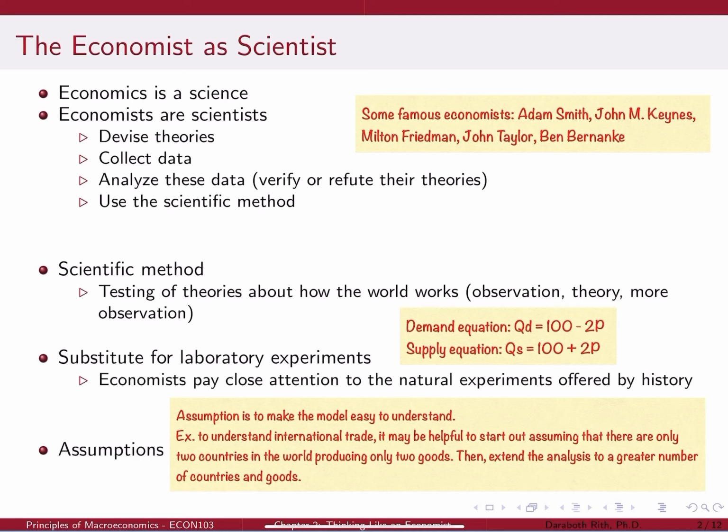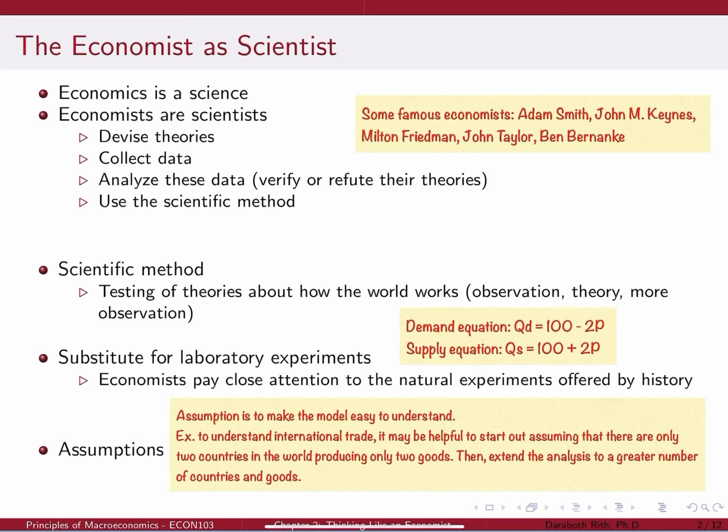Economists follow the scientific method. They pay close attention to the natural experiments offered by history. To do so, they make assumptions to make the world easy to understand. Then they gather the data and put it in laboratory experiments.